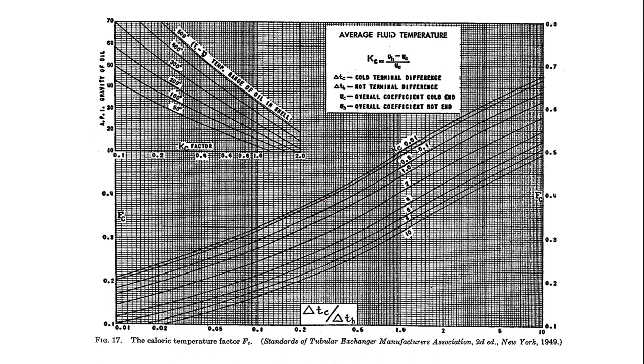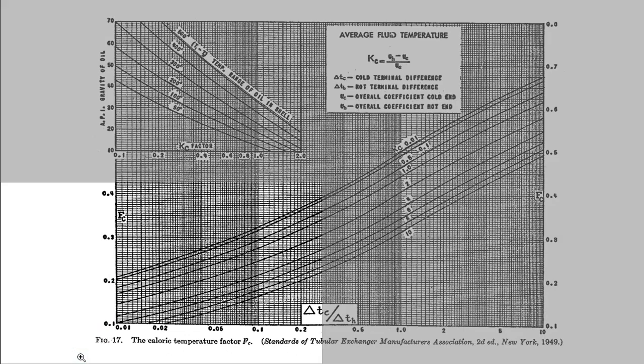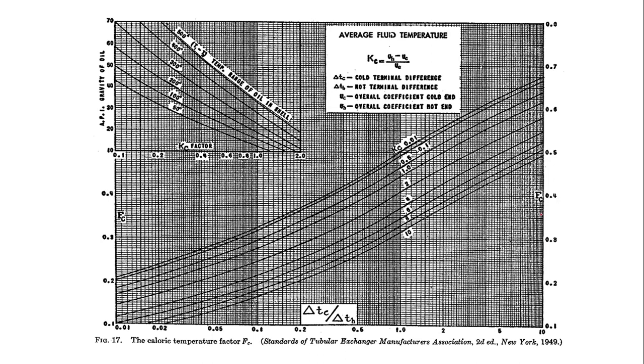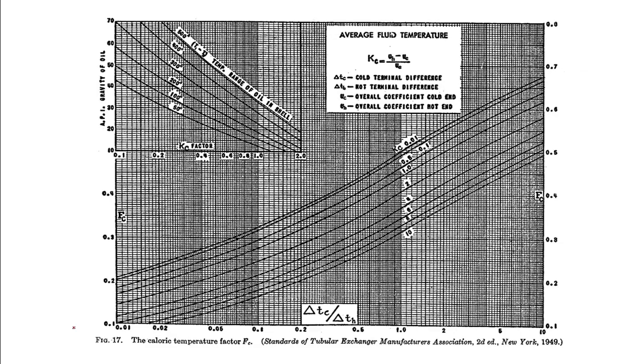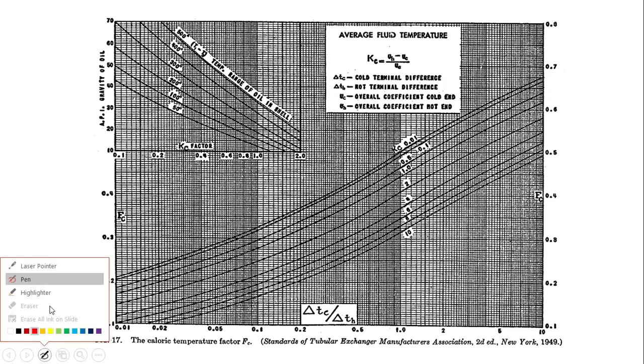So let's go to the graph. This is the graph. First of all, to determine the value of Fc, you have to determine the value of Kc, and to determine the value of Kc, you need two things that I mentioned in the previous slide a few seconds ago. First you need the API gravity, which was 20 for the crude oil, and the temperature difference, which is 100. Let me bring my pen over here.